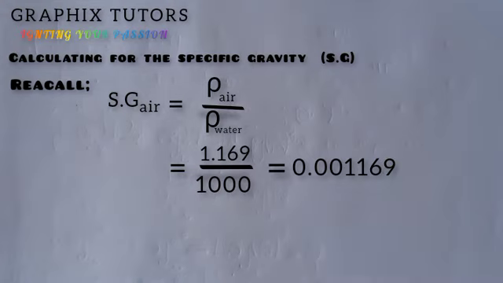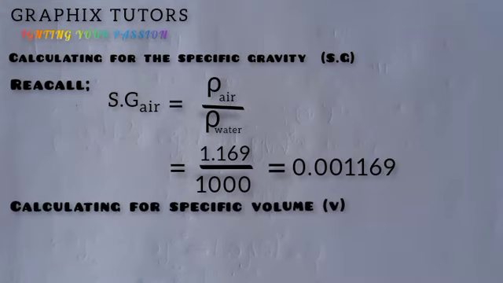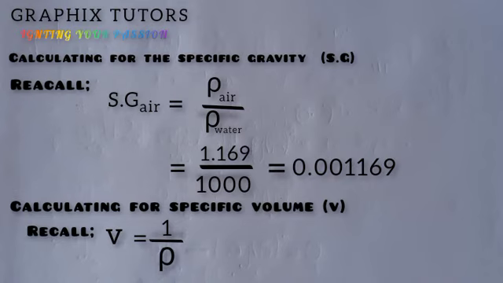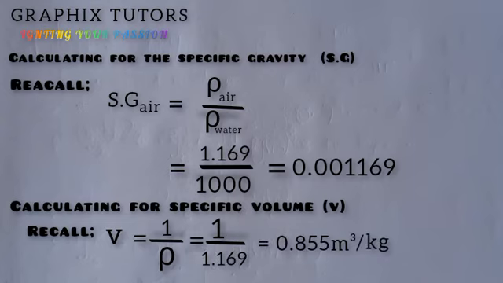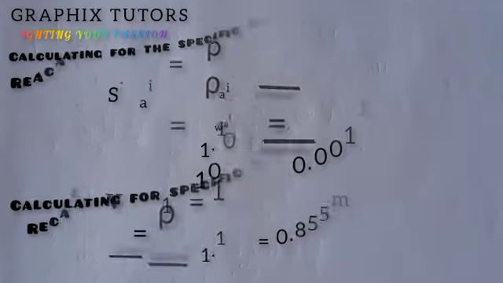Now the next thing we calculate is the specific volume. Recall that the specific volume is equal to what? 1 over density. Watch the previous video, you get to understand how we got this formula. And this will give us 1 all over the density of the air, which is 1.169, and that is equal to 0.855 meter cube per kilogram.